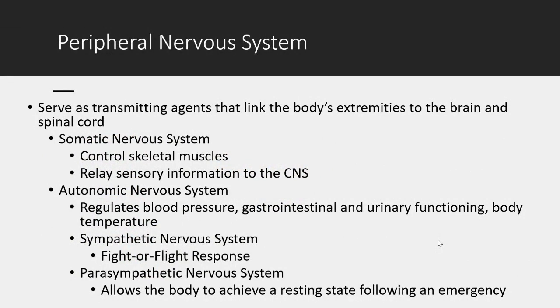And I like to think about it, autonomic is like automatic. This also contains our sympathetic nervous system, which is that fight or flight response, and our parasympathetic nervous system, which allows our body to achieve that resting state following a stress event.